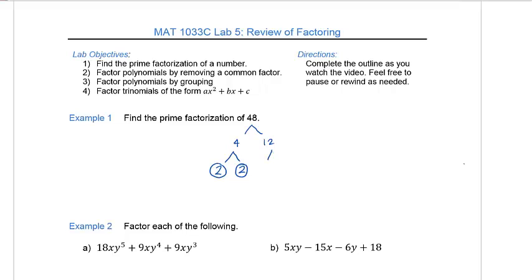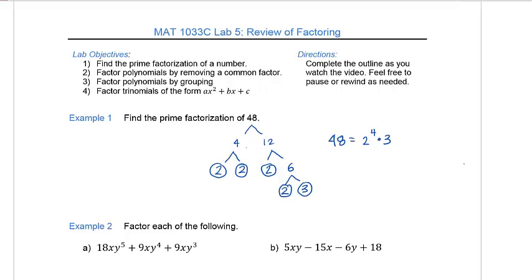For 12, I can break that up into two numbers. We could do 3 times 4, 2 times 6. If I do 2 times 6, I notice that 2 is prime, but 6 is not, so we can break 6 up again into a product of 2 times 3, where both 2 and 3 are prime. So in this case, we can write the prime factorization of 48 as the product of 2 to the 4th power times 3. And those are both prime numbers, 2 and 3. And those are all I have, and then when I multiply them together, I get 48. So that's the prime factorization.